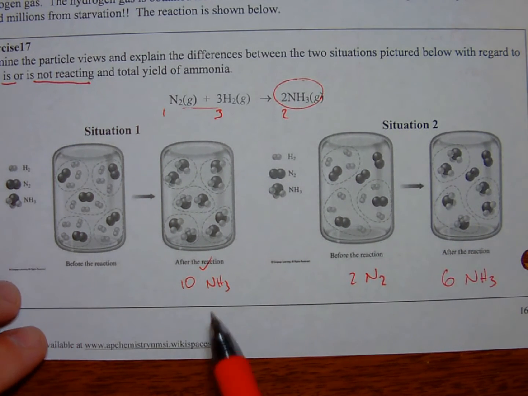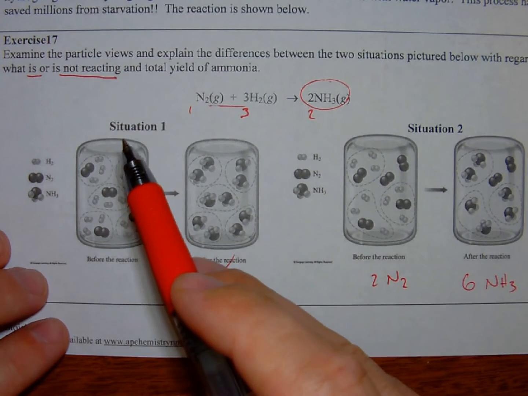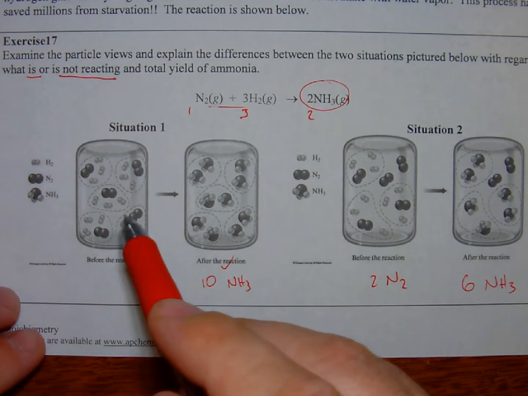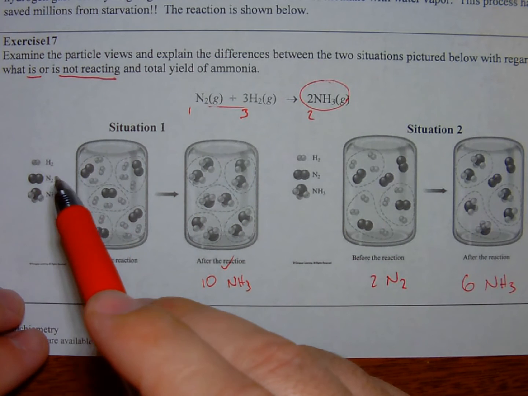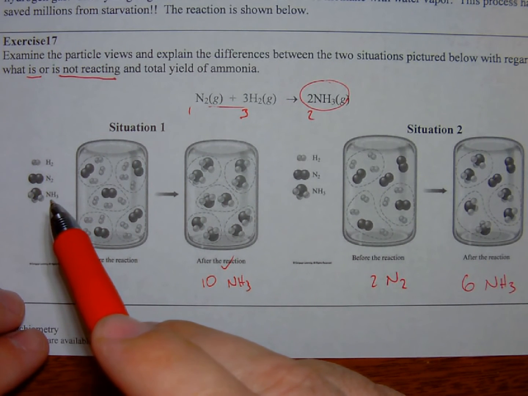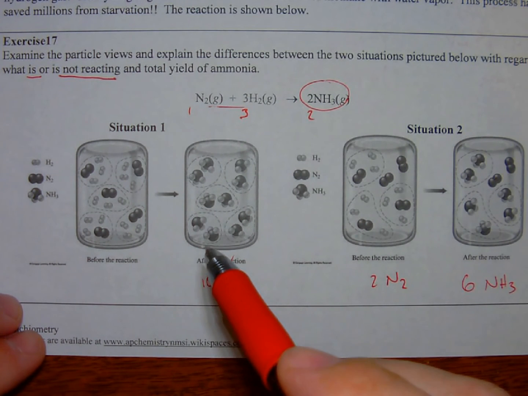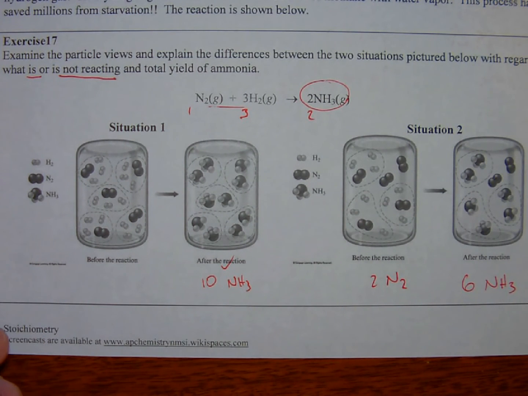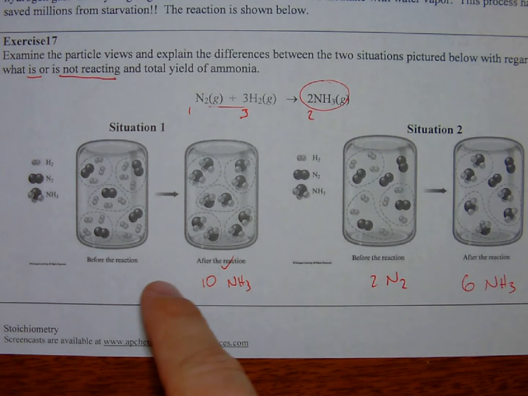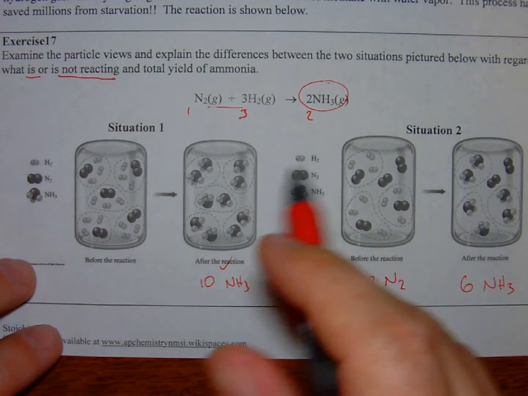And so what's happened here, in terms of explaining the differences between the two situations, in situation 1, there was exactly the appropriate amount of hydrogen and nitrogen to react to make ammonia in such a way that there were no limiting reactants. There's no limiting reactant because nothing's left over. In order to have something limit something else, the other thing must have something left over. There's nothing left over here, so there's nothing limiting.